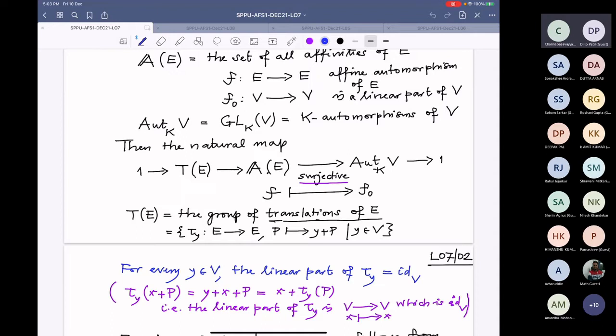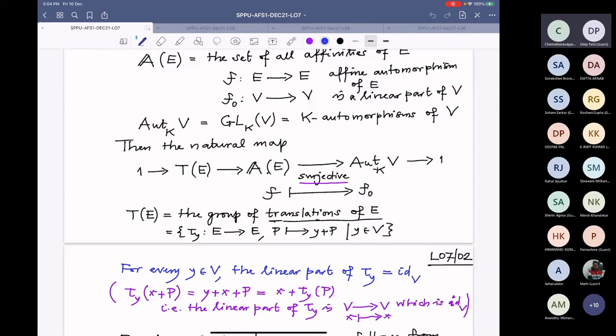And what is this group? This is the group of translations of E. So there are as many as Y. If Y is a given vector, then I can translate the points in E. And that gives me a bijective map. And then these translations are also affine maps. That is also very clear.